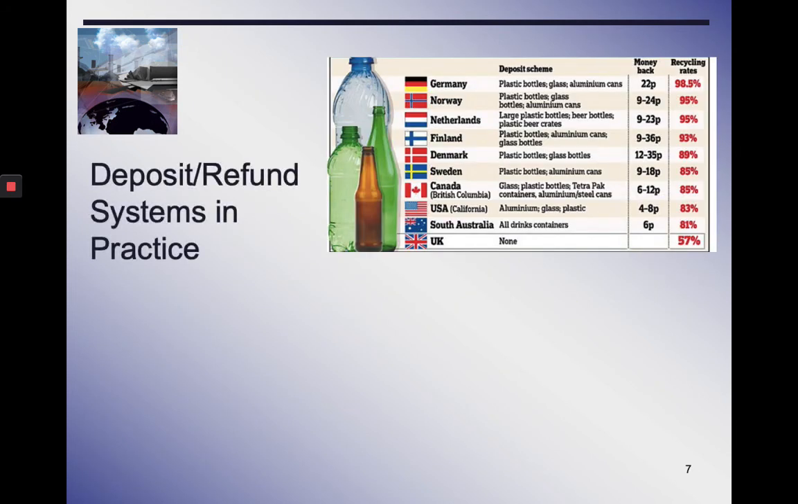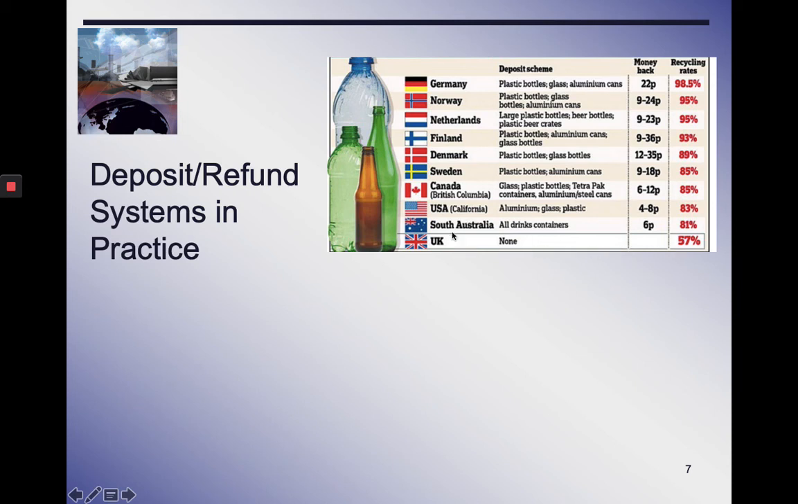This is an example of deposit refund system in practice. Here you see, again, it is being practiced by more developed countries. And here we have a lot of European countries. This photo that I take here actually tries to compare the deposit refund system by UK with other countries. So UK has very low recycling rate compared to the rest. We can't compare with Malaysia. Malaysia even has a lower recycling rate.